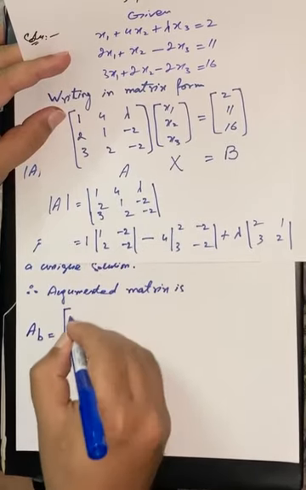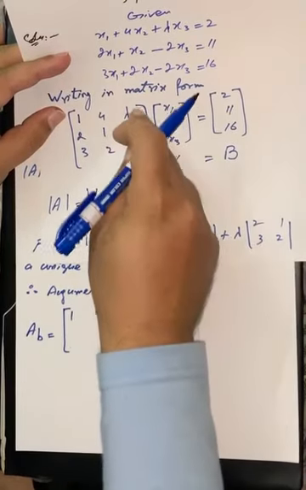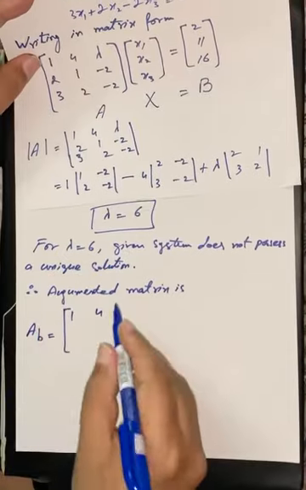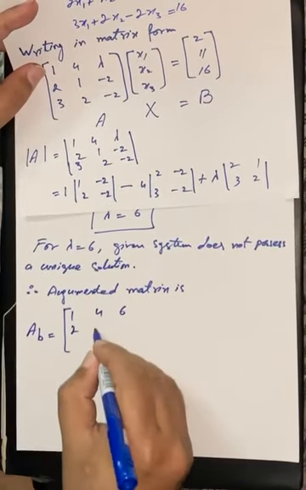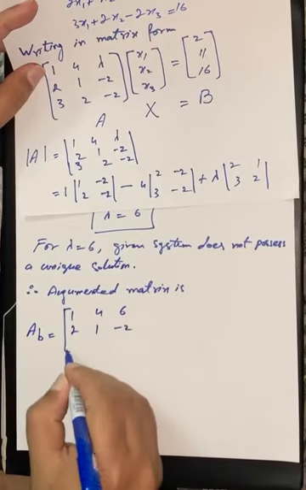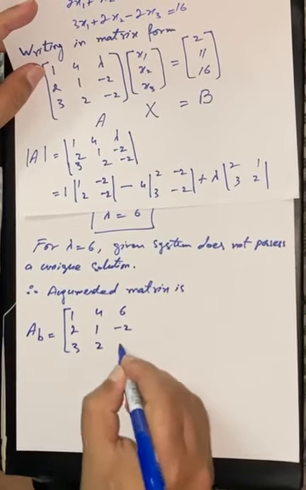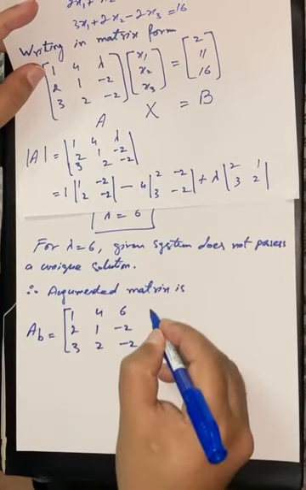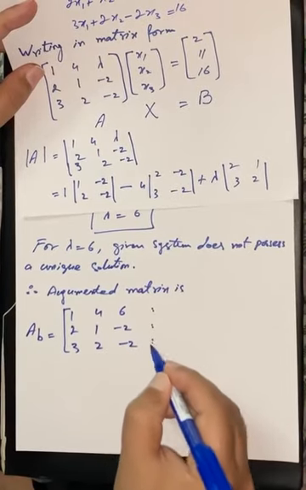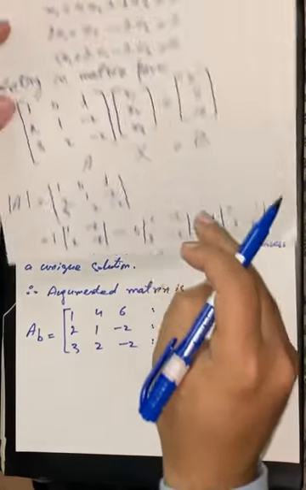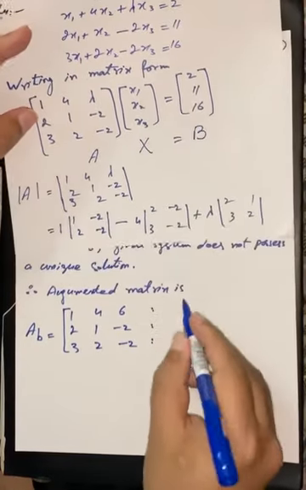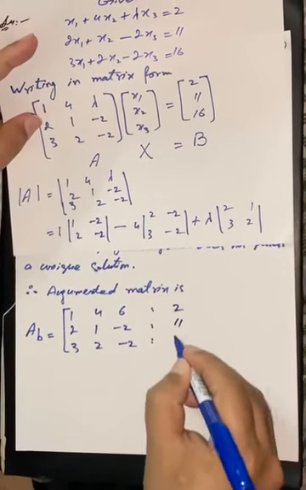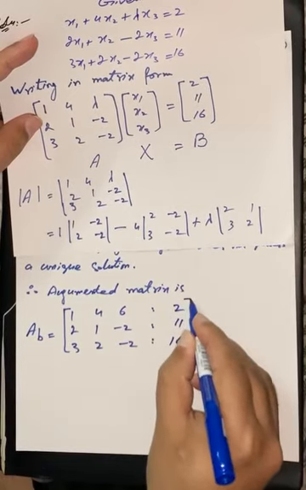How do we adjust? 1, 4. In the place of lambda, we put 6. So I write 6 here. Then 2, 1, minus 2. 3, 2, minus 2. So we write its augment. Augment is after the equal sign, the value of b: 2, 11, 16. So we write here 2, 11, 16.